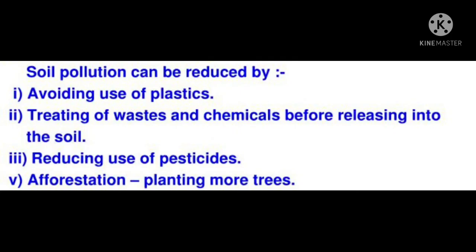Soil pollution and soil erosion can be reduced by avoiding use of plastics, treating waste and chemicals before releasing them into the soil, reducing use of pesticides, and afforestation, which means planting more trees.